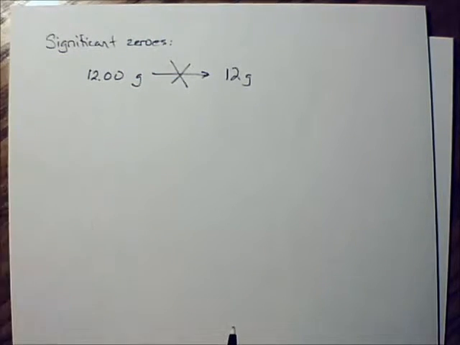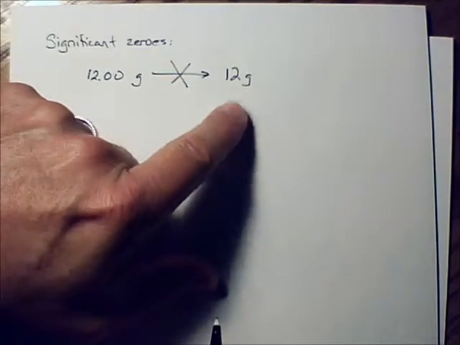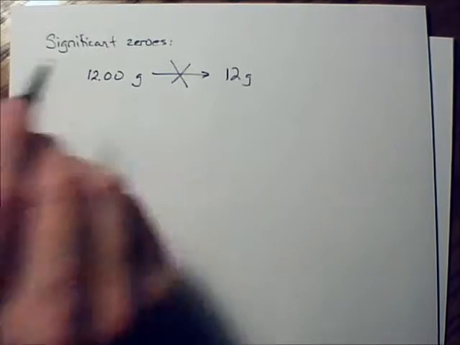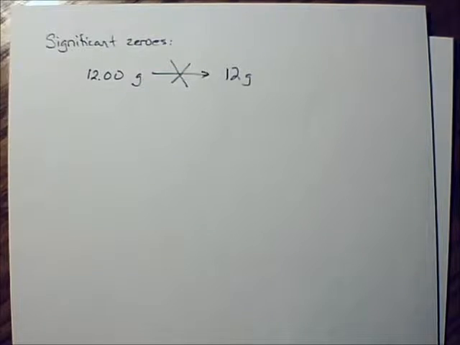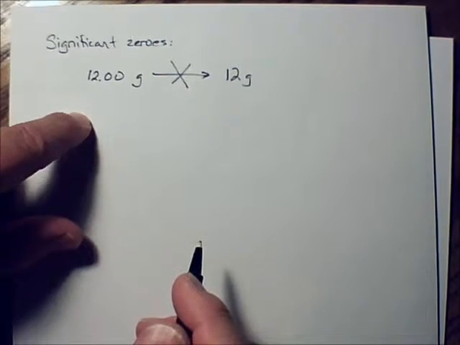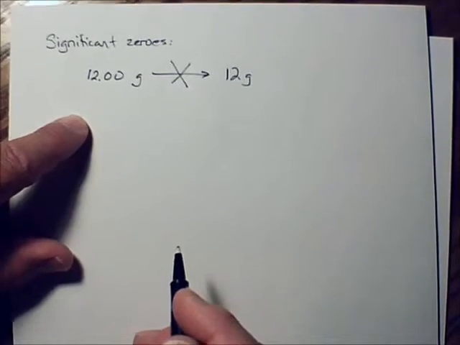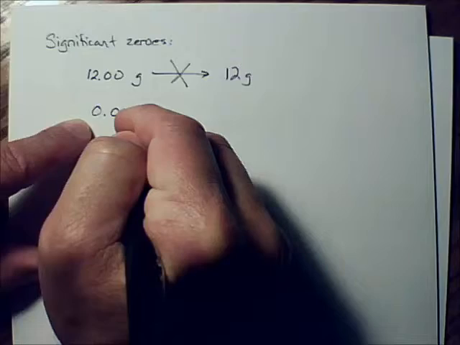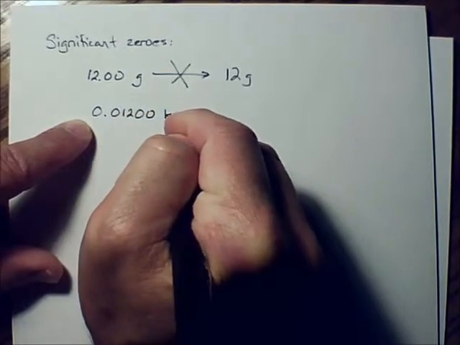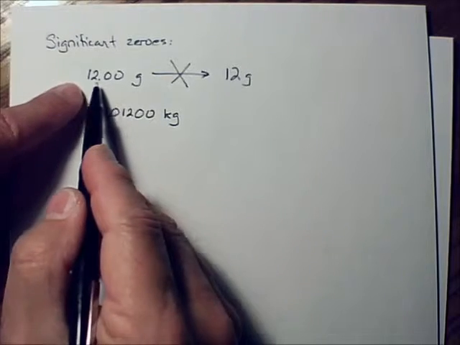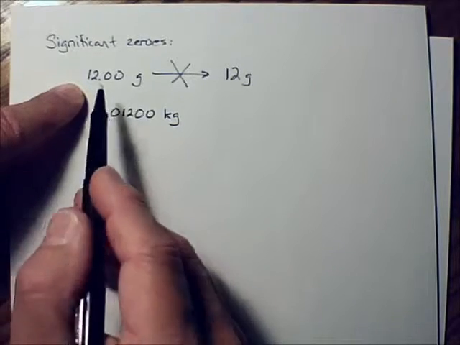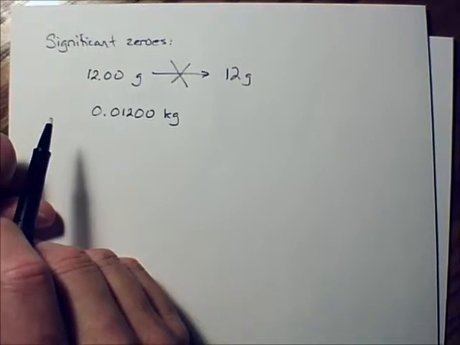Significant zeros. You can't say that it's 12 g when it's 12.00 g, because these zeros are significant from a measurement. They tell you how precise the measurement was. If I convert this into kilograms, I will find that I have 0.01200 kilograms. How many significant digits are there right here? 4. The zeros are significant. They're part of the measurement.